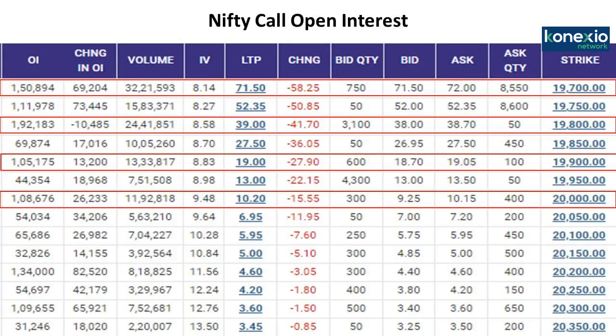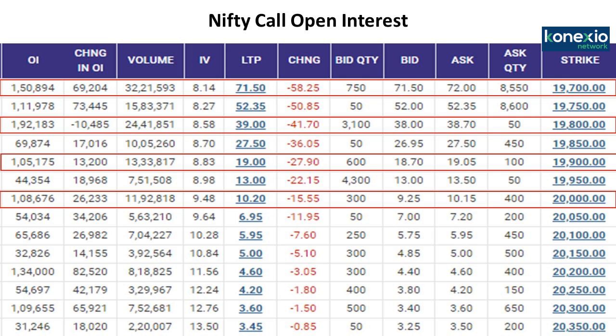Now let us discuss the important derivative data of Nifty calls. In Nifty calls, as we will see on the screen, the action was seen in 19,700 calls, then 19,800 calls, 19,900 calls, and 20,000 calls. The most important thing here is the drop in the option premium, which clearly indicates that smart money is already writing strongly out of the money calls. You can see the implied volatility is low.